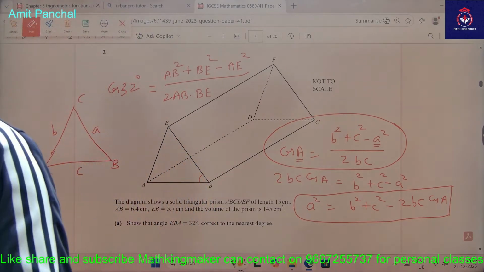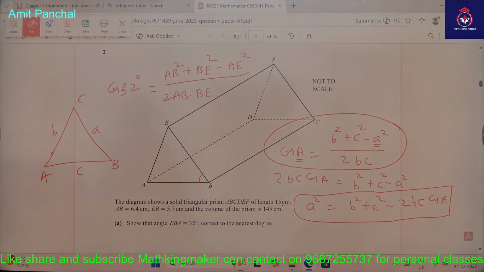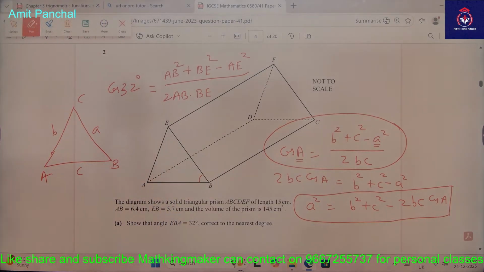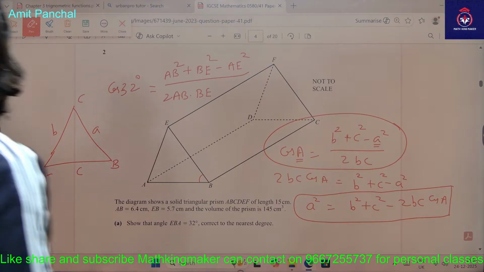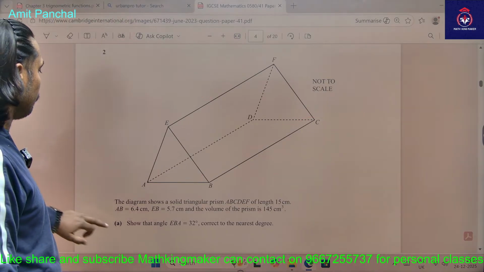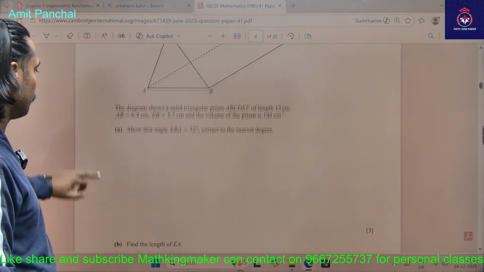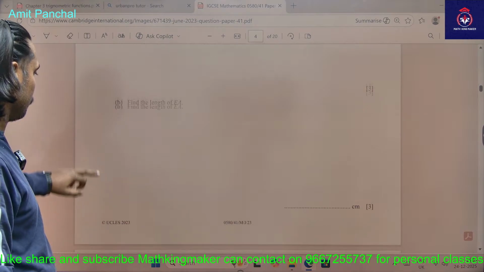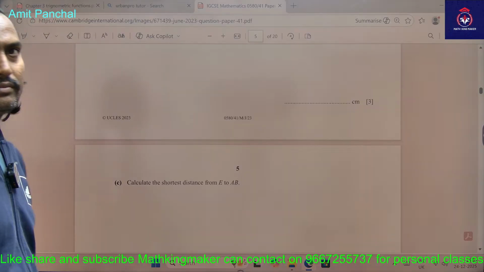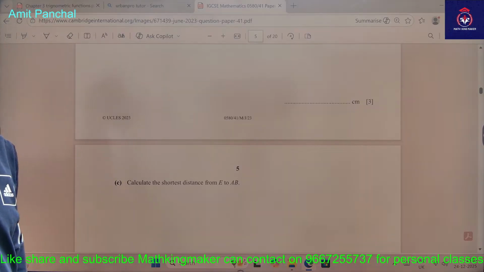So I used that formula. I got all of it correct. The only thing I forgot to do was take the square root at the last step. So EA square is equal to 5.7 square plus 6.4 square minus 2 times 6.4 times 5.7 times cosine 32. Just simplify that. 11.58. I was supposed to take the square root of that. I forgot to do that.